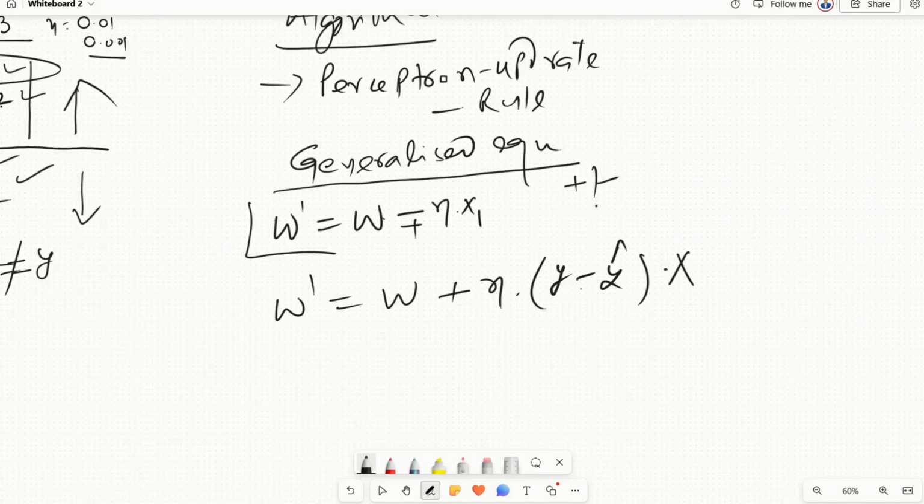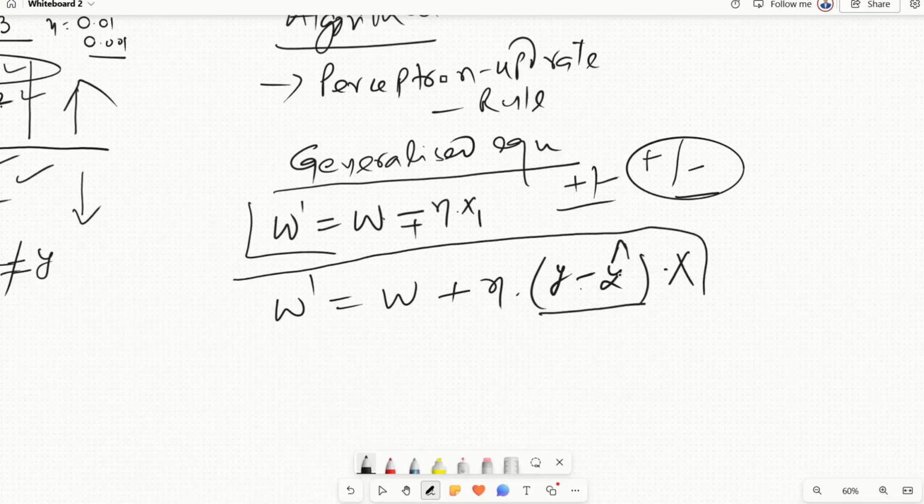So I have two cases. In case number one, it can be a plus sign, or in case number two, it can be a minus sign. I want to combine this plus and minus. So that is why I'm adding one factor here, y minus y predict. y is the actual label, and y predict is the prediction according to my perceptron equation.